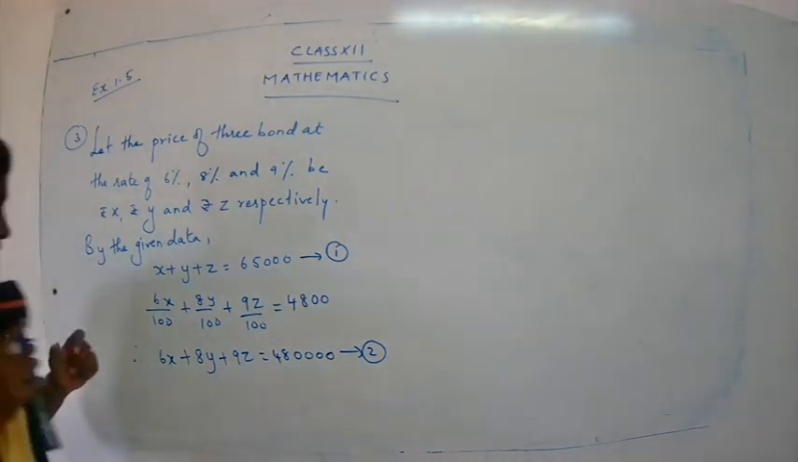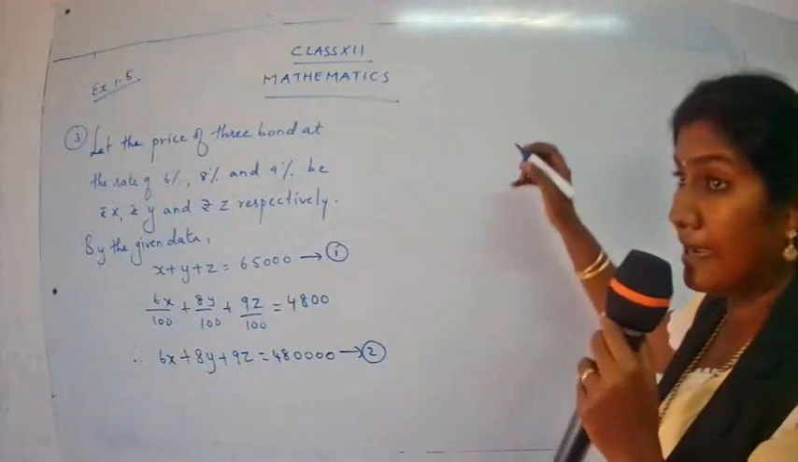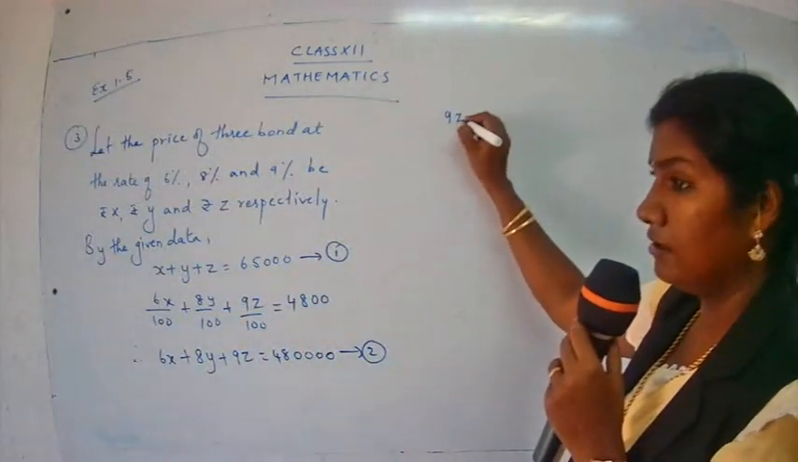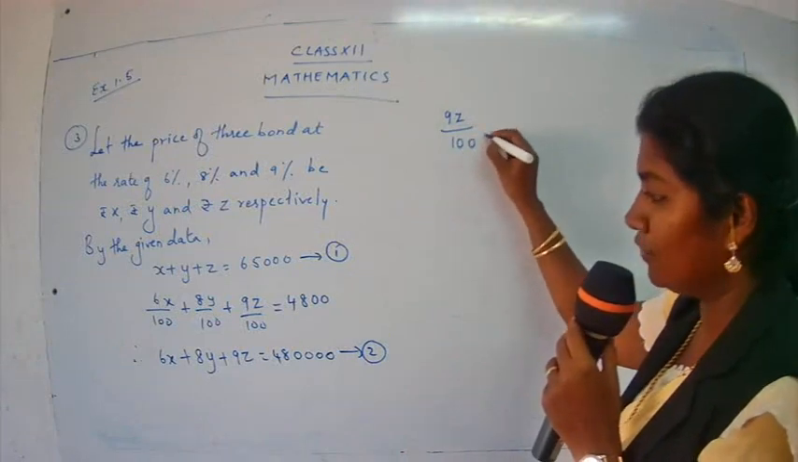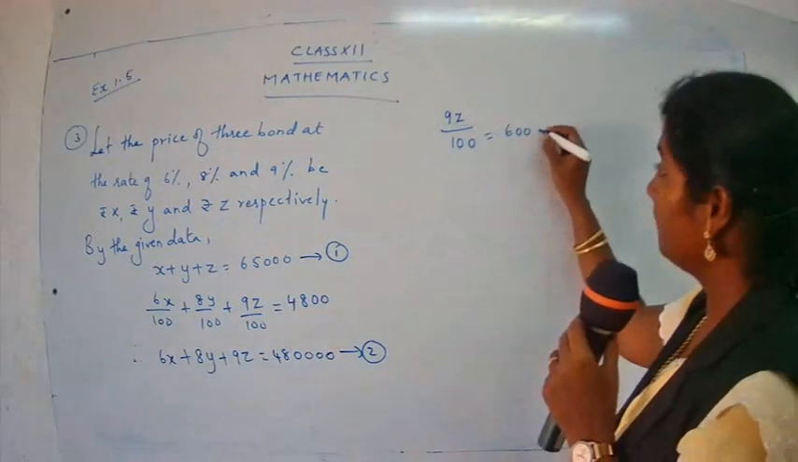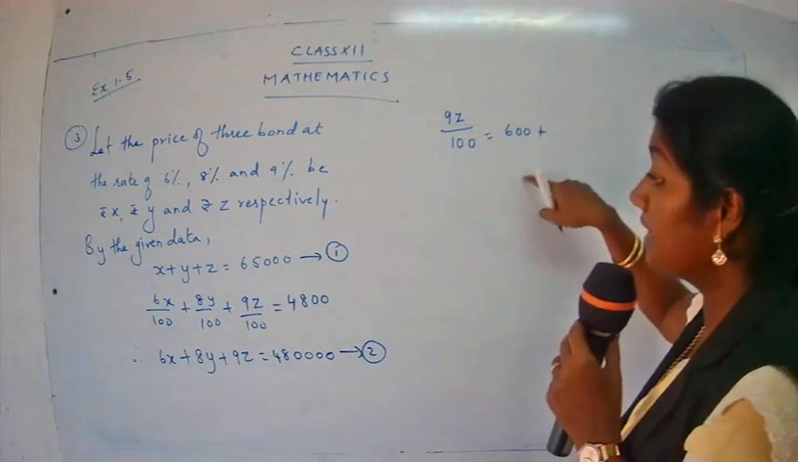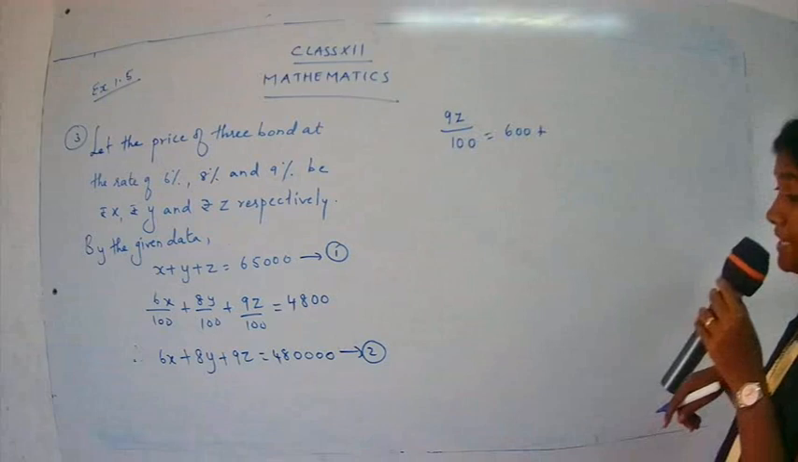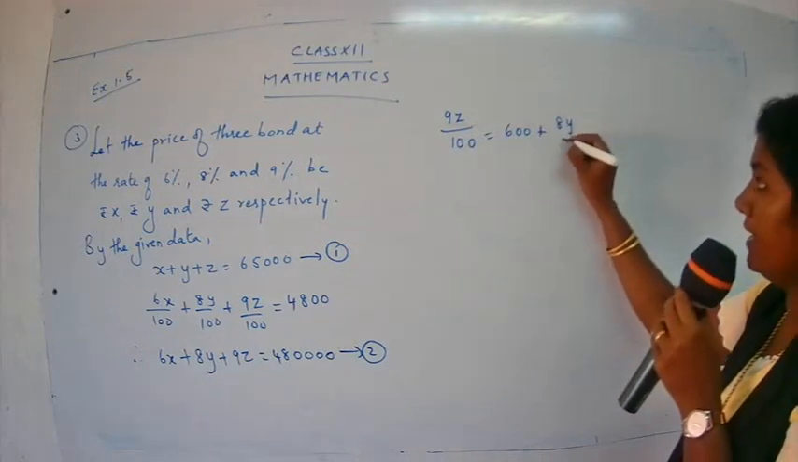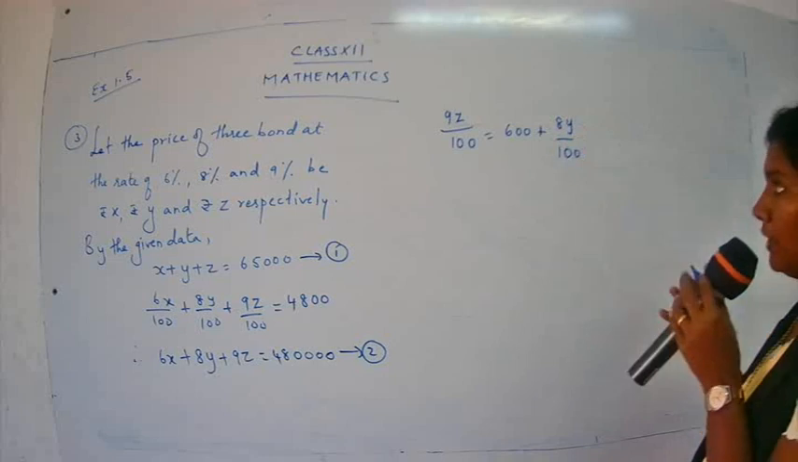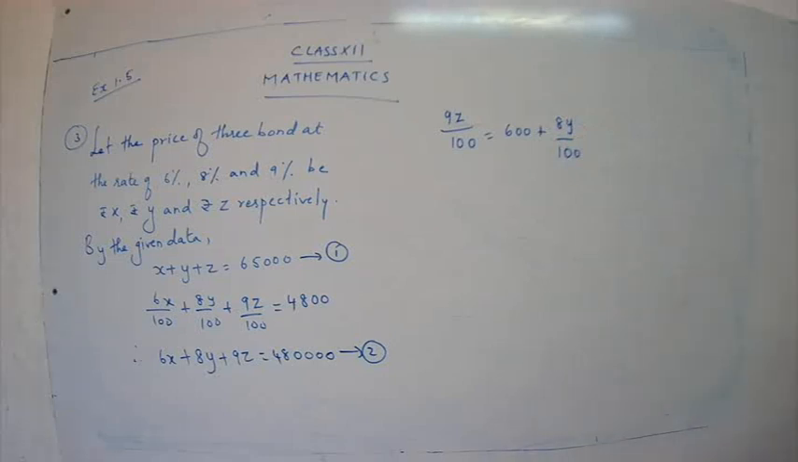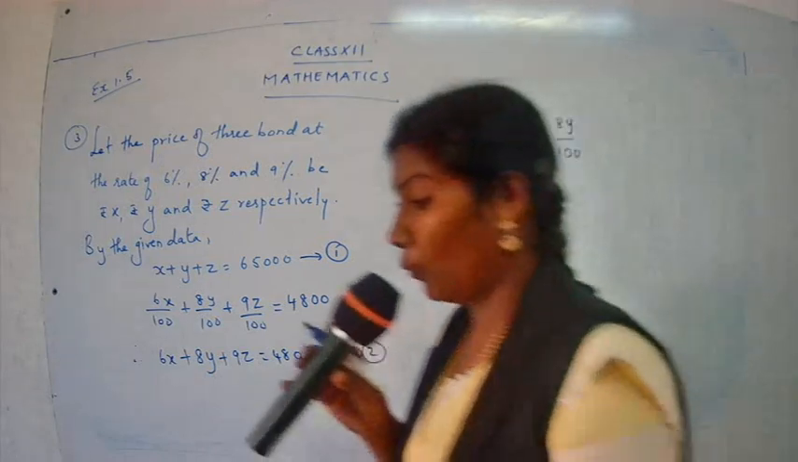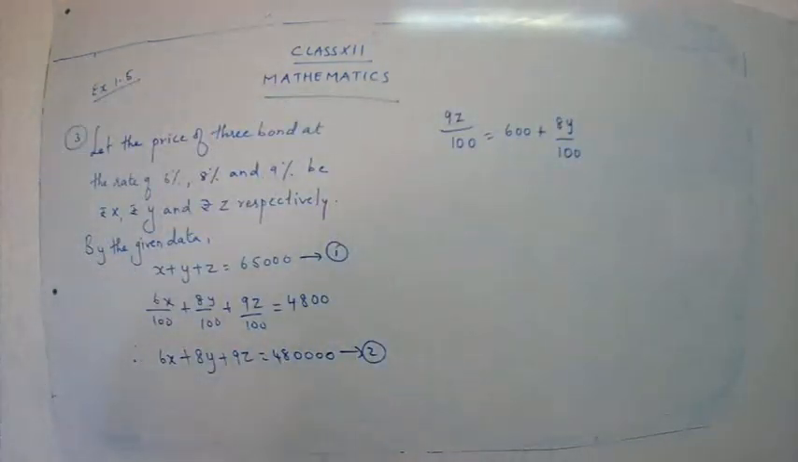So let's have a statement here. Let's write the condition over here. So it's 9z upon 100 is equal to 600 plus 600 more than that of the second bond, that is 8y upon 100. Okay, so we'll try to arrange it in a proper format and then we'll give the name of the equation as number 3. So let's start here. So what you get here, 9z upon 100 is equal to 600 plus 8y upon 100.